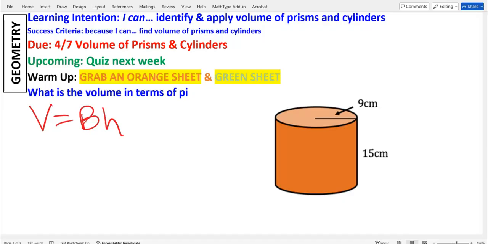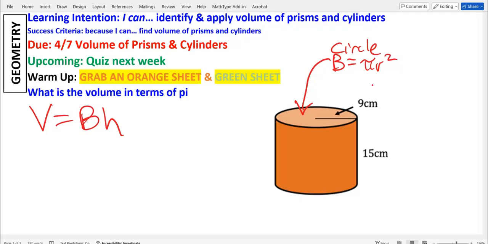Now, what is the big B shape of this cylinder? Now, this right here is a circle. And how do I find big B, area of a circle? How do you find the area of a circle? Just pi r squared. Yeah, that's good. It's on the orange sheet. Make sure you're looking up here. You're not doing stuff. Don't do that.